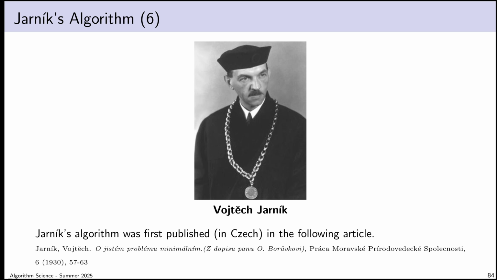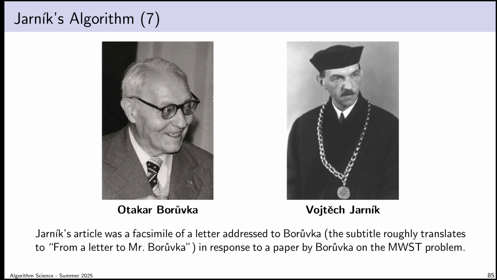Okay, so Jarník was actually also Czech, and Jarník's algorithm was originally published in an article that was represented as being just a copy of a letter that Jarník had written to Borůvka. So Borůvka already had published an algorithm to solve this problem by then. I'll cover that algorithm in a little while. And Jarník had discovered a different algorithm for it, and had written a letter to Borůvka about it, and then published basically that letter. In fact, if you look at the title of Jarník's article, you see this phrase here, which translates to something more or less approximating from a letter to Mr. Borůvka. And so Jarník published basically this letter to Borůvka, because it was in response to the paper that Borůvka had written.